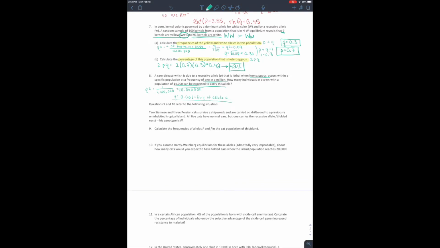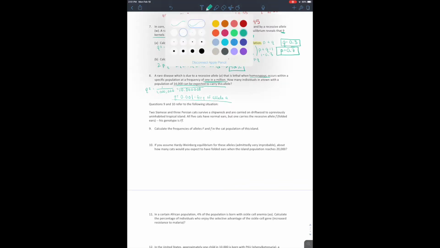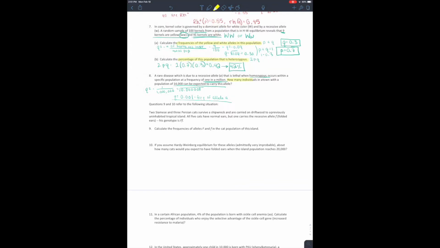Now, it wants to know in the question, so let me get my highlighter out, how many individuals in a town of 14,000 can be expected to be a carrier? Carrier, not unaffected, not affected because they're dead, a carrier. This is 2PQ. It wants to know about being heterozygous. It doesn't want to know the percentage of individuals in this town of 14,000. It wants to know, if I were to count them, what number are expected to be heterozygous.